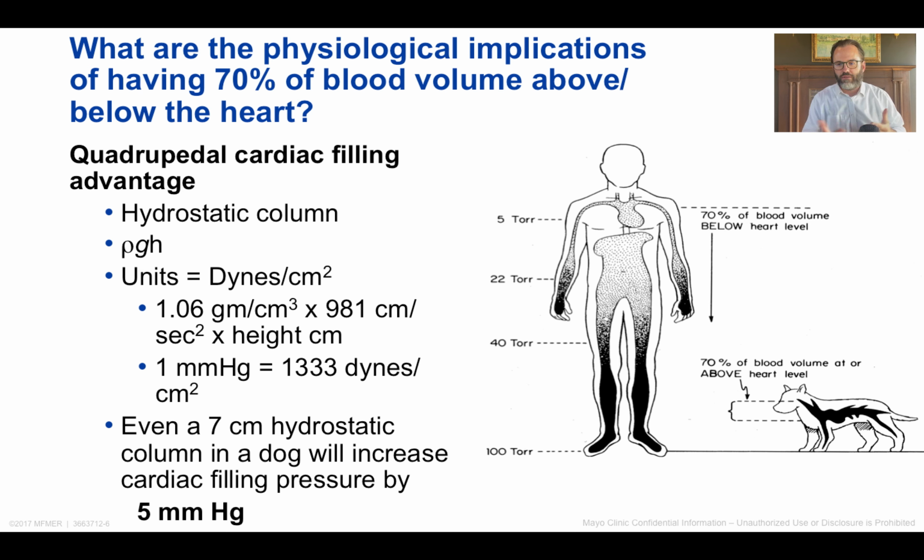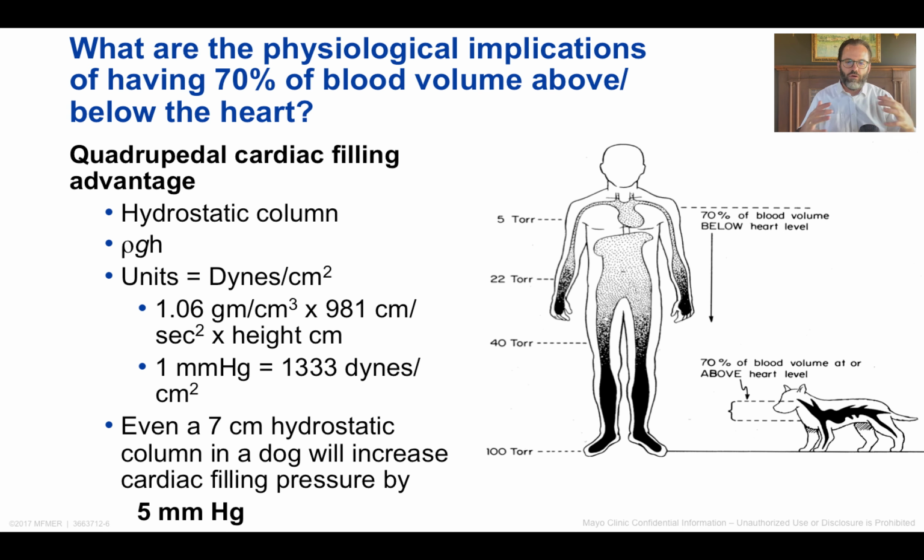So you can see here it's in dynes per centimeter squared, which is kind of a whole lot of nothing most of the time. But basically, you can go through and do some calculations here where about 1 millimeter of mercury is 1,300 dynes per centimeter squared. And essentially what this equates to is that even a 7 centimeter hydrostatic column, right? So not a very tall hydrostatic column in a dog, will confer a benefit of increasing cardiac filling pressure by about 5 millimeters of mercury.